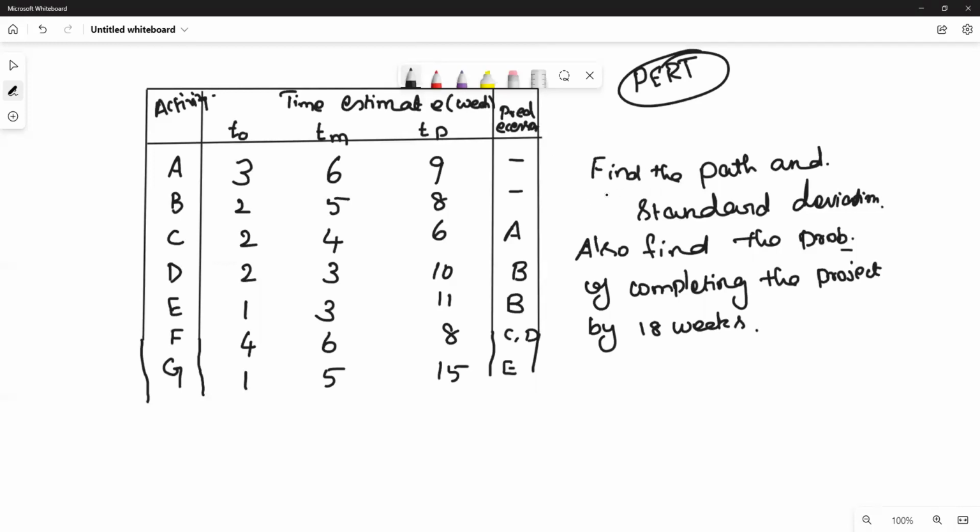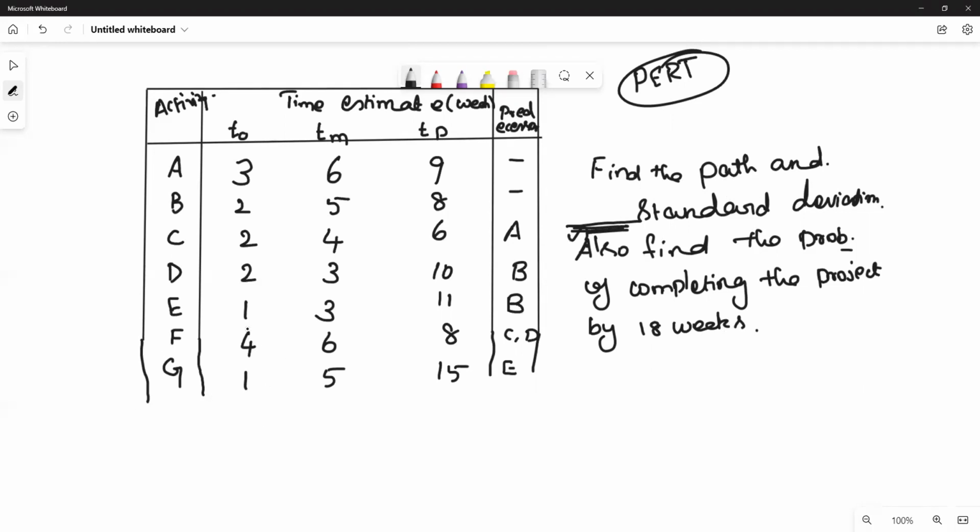What are all the things you have been asked to find? Find the path, that is critical path, and standard deviation. Also find the probability of completing the project by 18 weeks. So this is the second part of the question, which will come later. First part is finding the critical path, mean project duration, as well as the standard deviation. How to find it, we'll see one by one.